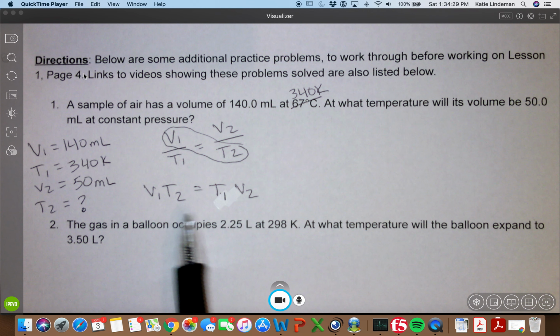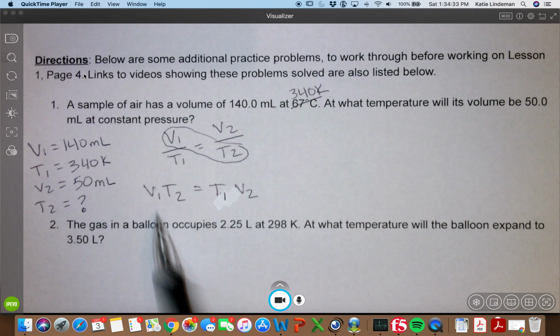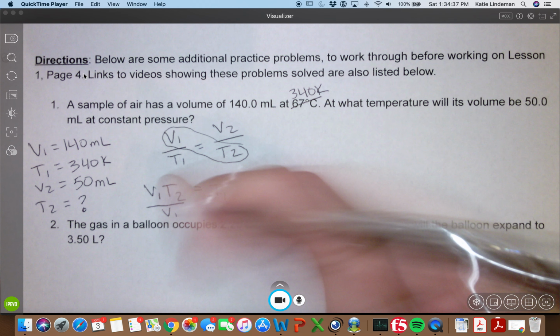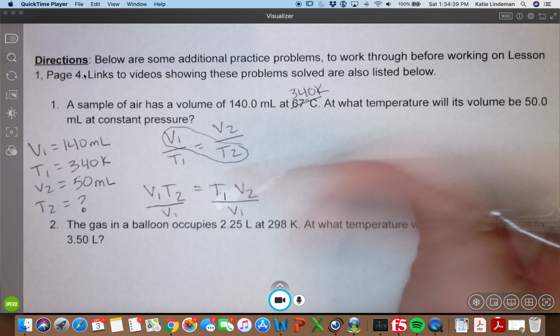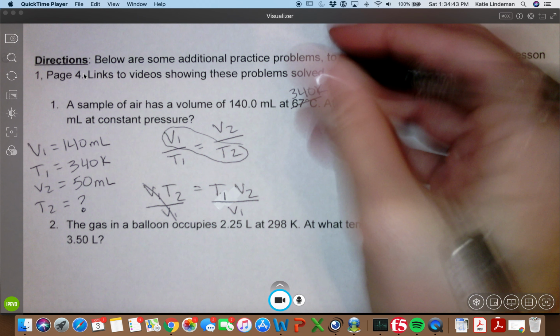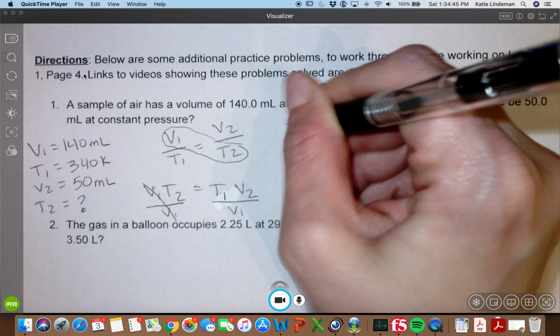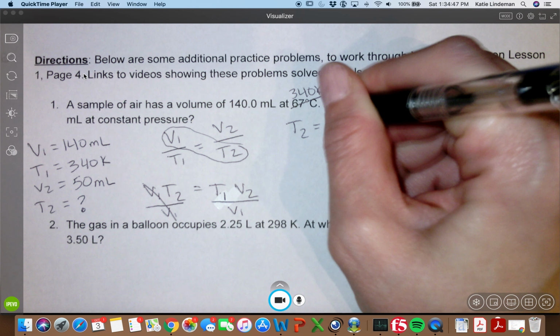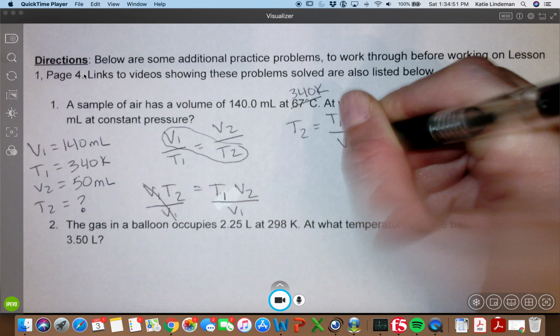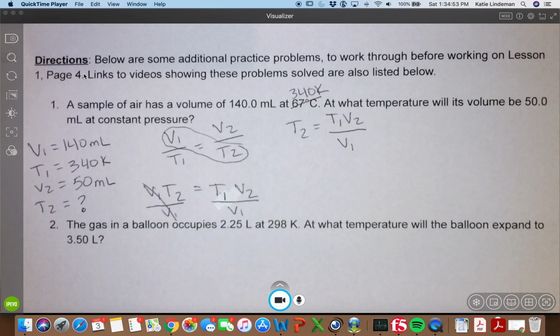So we want to get T2 by itself. To do that, I want to move V1 over to the other side. So I'm going to do that by dividing. V1 cancels out, and then I can rewrite my equation to be T2 is equal to T1 V2 divided by V1. From here, I can just plug in my values.